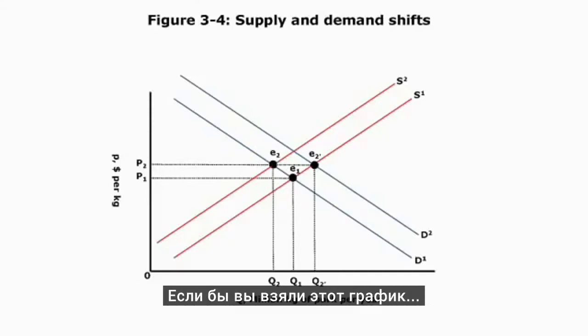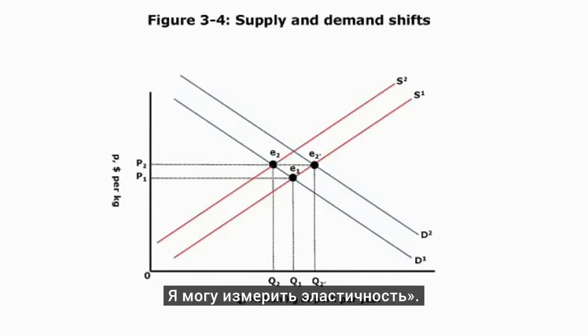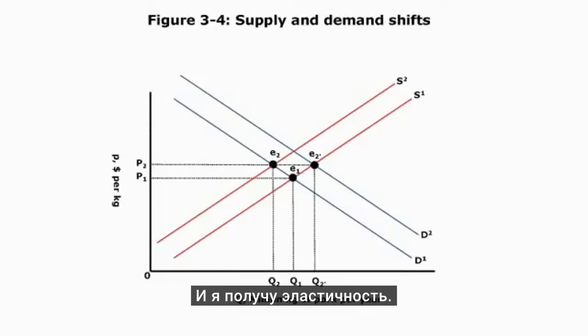So if you took that diagram, forget the supply shift for a minute, just imagine that's the change. And you said, aha, I can measure the elasticity. I see here there's a change in price. I can then look at how quantity changed, and I'll get the elasticity. After all, it's delta Q over Q, delta P over P. So I take Q2 prime minus Q1 over Q1. That's the percentage change in Q. I take P2 over P1. That's the percentage change in price.